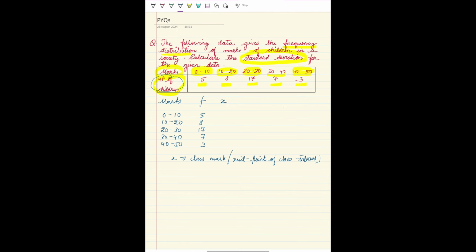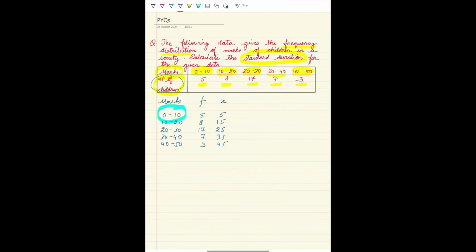So for example, for the first class interval, which is 0 to 10, the class mark can be evaluated as the average of 0 and 10. So we need to take the sum, that is 0 plus 10, and divide by 2. And this is going to give us 5. So the first class mark is 5. The next one is again going to be the average of 10 and 20. That is 10 plus 20 upon 2, which is 15. And likewise, continuing further, we are going to get 25, 35, 45.